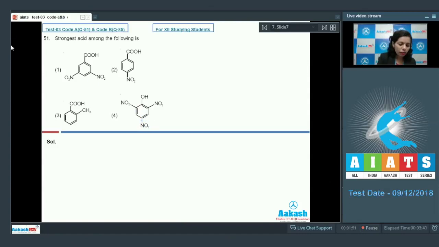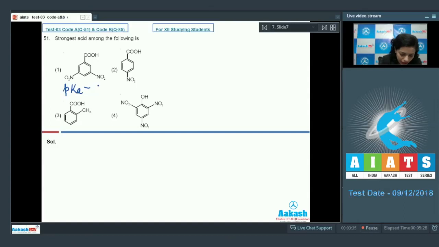It means we have to just compare the acidity, and on that basis we have to choose the strongest acid. So if we want to find out the strongest acid among all of these, we have to check the pKa value. Lower the pKa value, higher would be the acidic nature. So let's check the pKa values for all these acids.